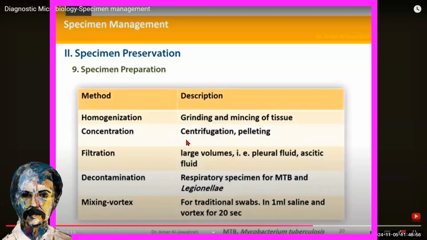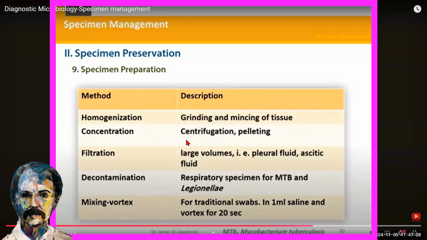Specimen preparation. In some cases, you have to process the specimen before working with it. You have to process it. This processing of the specimen exposes the bacteria and maybe gets rid of microbiota and also makes the numbers higher and higher.